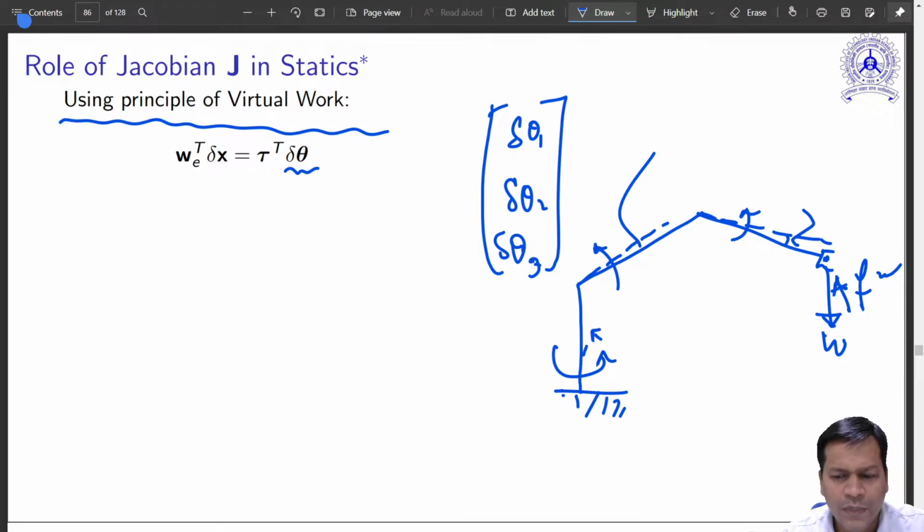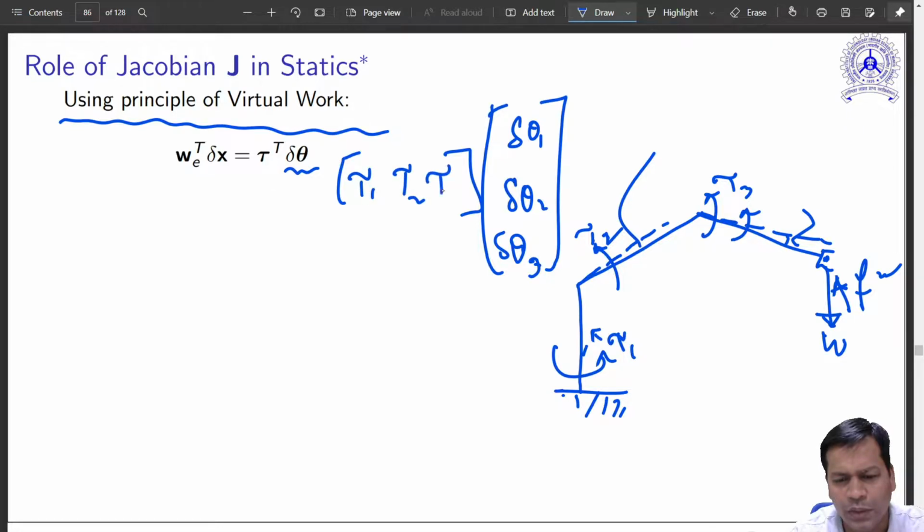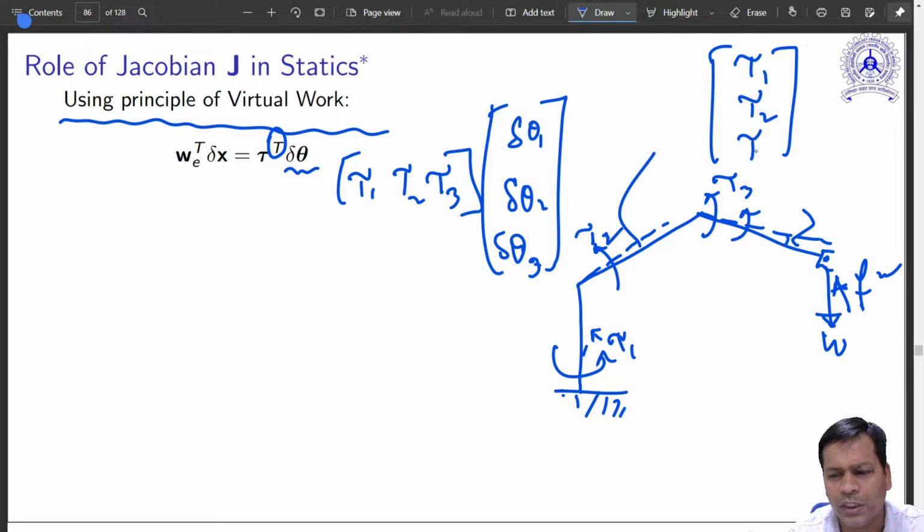Similarly, also assume that this has the effect of creating torques and forces. Generalized torque, I call it force and torque. So that is happening over here. It is tau 1, tau 2, tau 3, and again this is also an array. I have put a transpose here because it actually is in this form, tau 1, tau 2, tau 3, so that the transpose becomes this. Now what is this term?